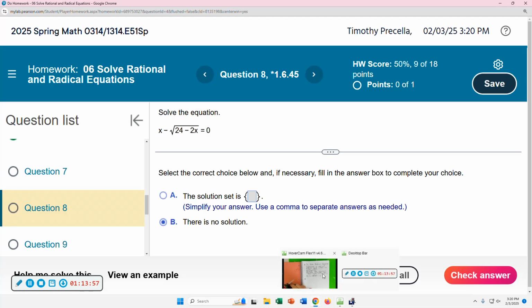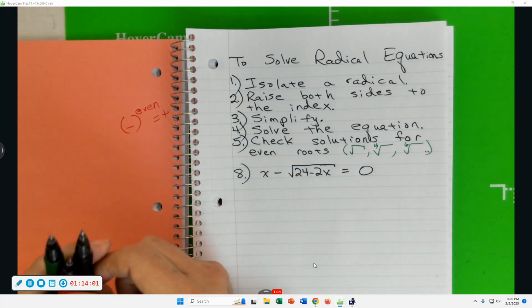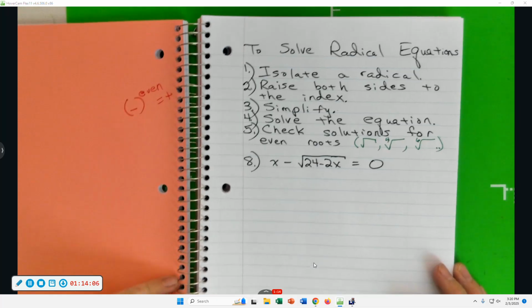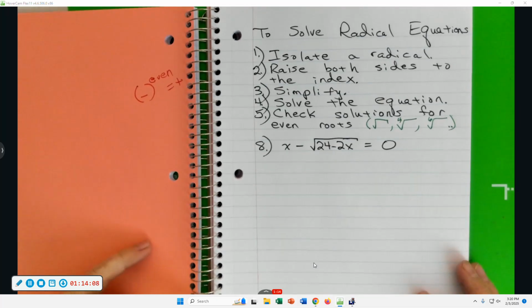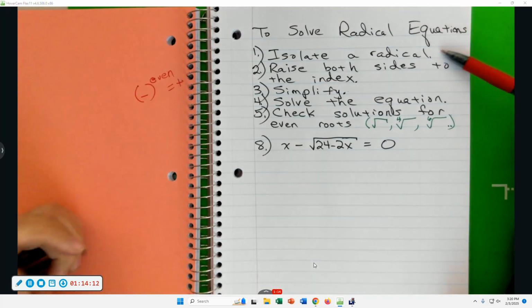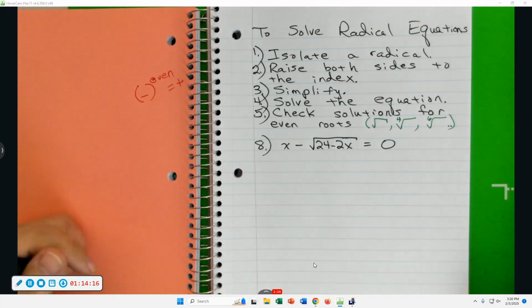It's minus the square root of 24 minus 2x. Let me make sure I haven't miscopied. Let's switch over to our work. Oh, I like it when you have those steps right there. I had to write small. Okay. The first thing we do, isolate a radical term. There's only one radical term. There it is.